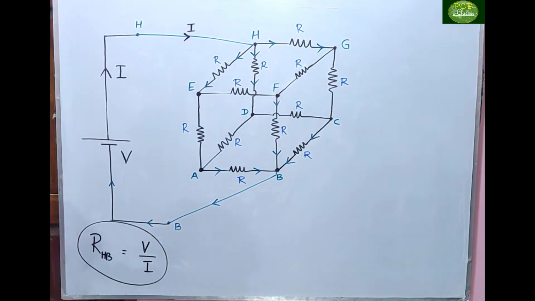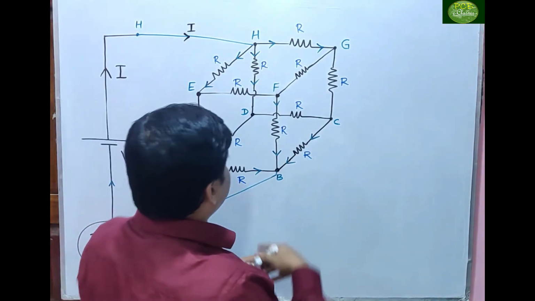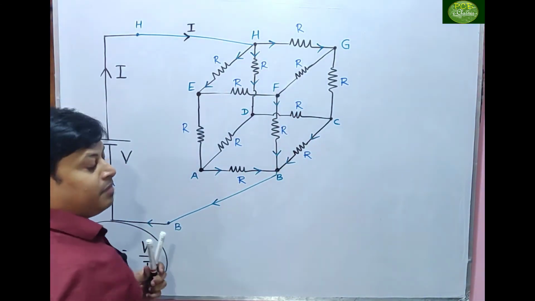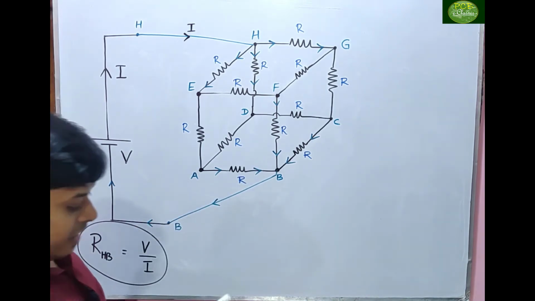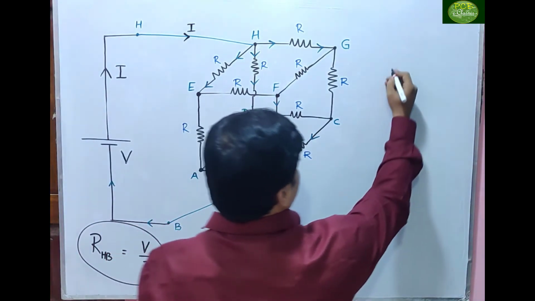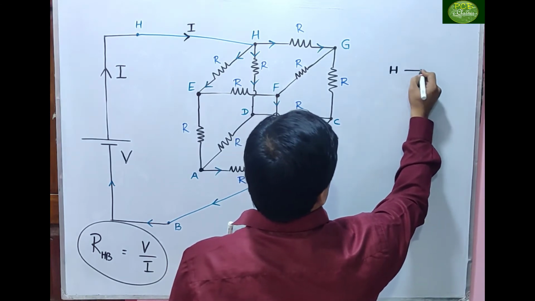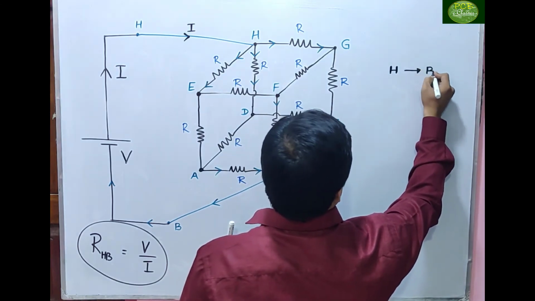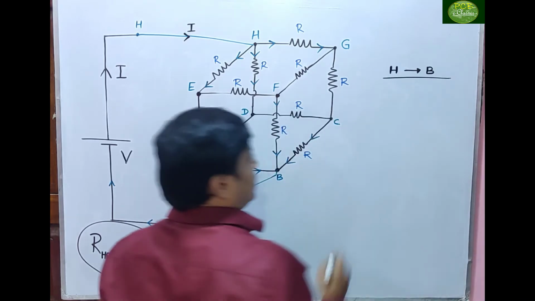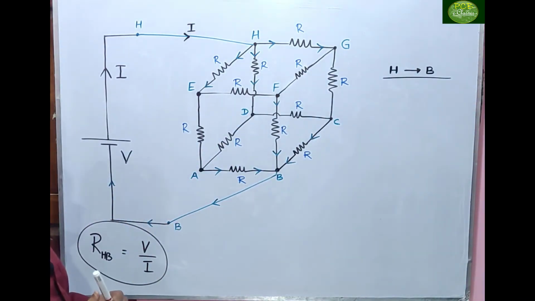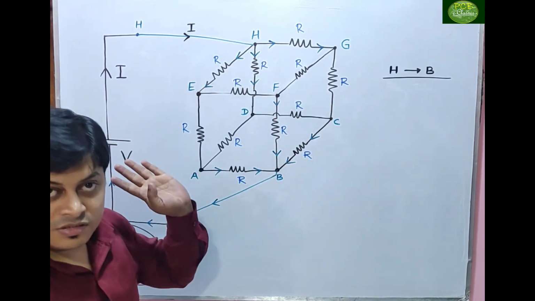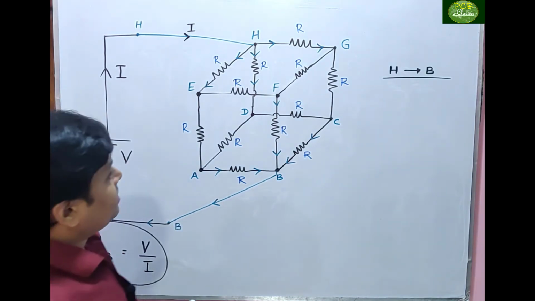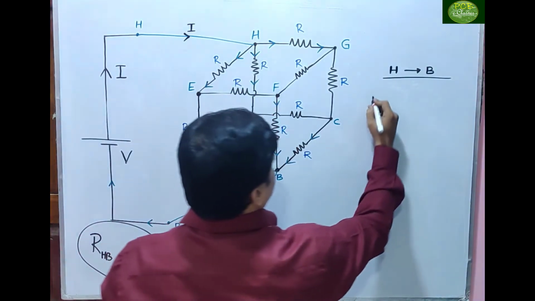Right. My starting point is H and I have to complete my path at B. Follow the direction, right? I have to travel from H to B. So what are the paths? Already the starting and ending points are known to us, right? Now we'll see here.